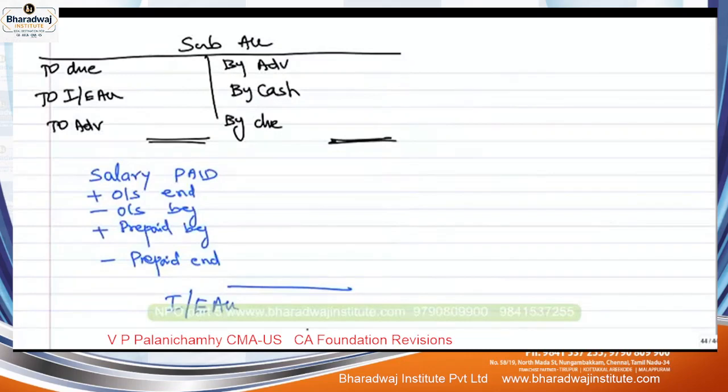See, look at the subscription account. We are preparing the subscription account for 2013. Read the adjustments. What is given? Due at the beginning of the year, how much is given? Due at the beginning of the year 2012, how much due is given? 2000. There is no advance. Subscription due for 2013 is given how much? 1000. Then how much advance subscription is given? 500 is given. In the income and expenditure account, 20,000 is given.